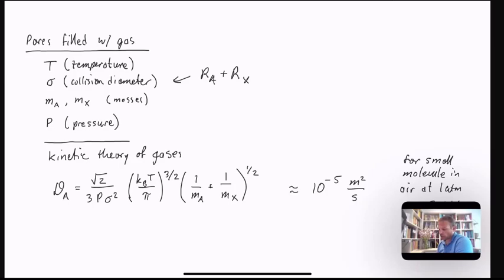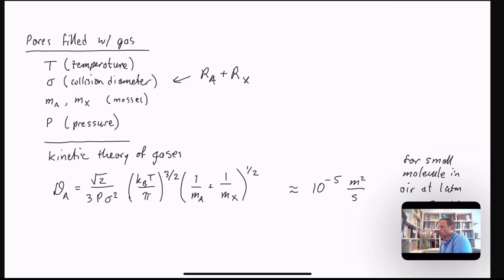The expression for the diffusivity in that case has some numerical factors. We have pressure in the denominator. Sorry, you'll hear me say that now and then. And then there's a collision diameter squared down there as well. And then you get a T to the 3/2 dependence, which is a key hallmark of diffusion in the gas phase. And then this 1 over mass is to the 1/2. How large is this? Well, for a small molecule in air at 1 atmosphere, a typical size of this number would be on the order of 10 to the minus 5 meters squared per second.